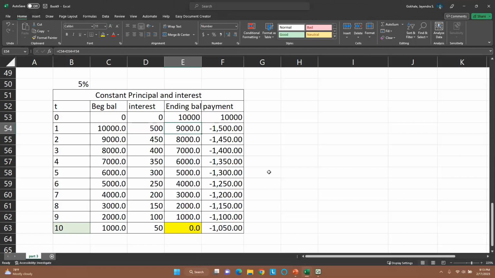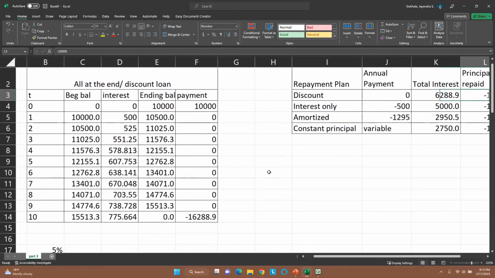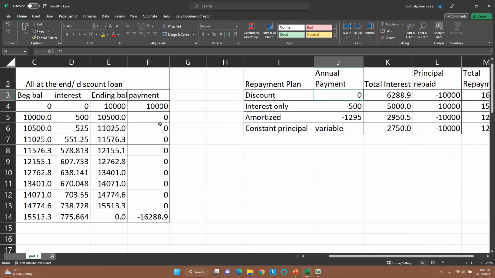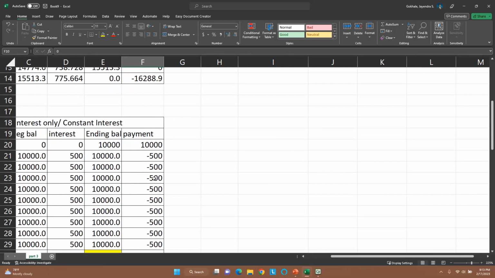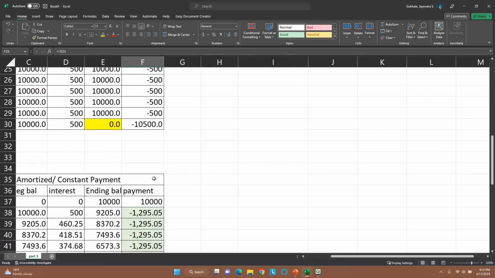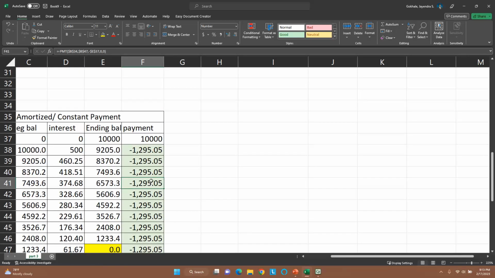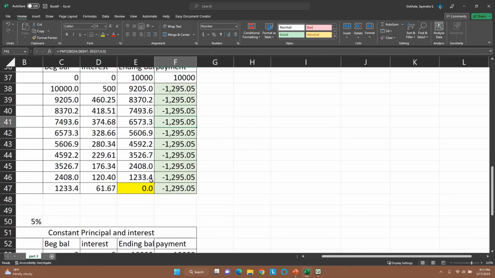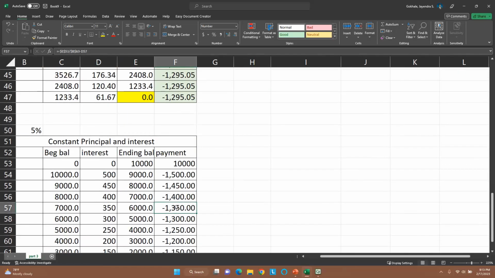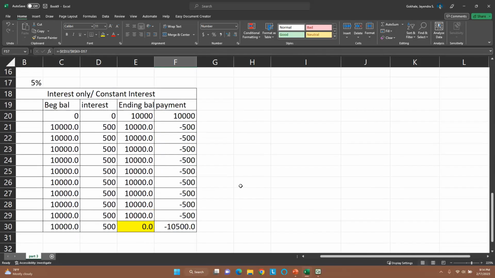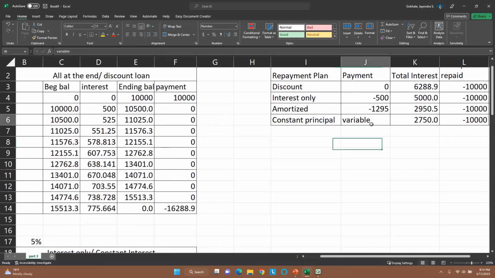Now we need to compare. So what I've been doing all along is I've been keeping a track of these numbers. What is the annual payment? The annual payment in discount loan is 0. The annual payment in interest only loan is the interest, $500. The annual payment in the amortized loan is the PMT that we calculated. And the annual payment in the constant principal and interest loan, the loan taken by corporates, is variable.